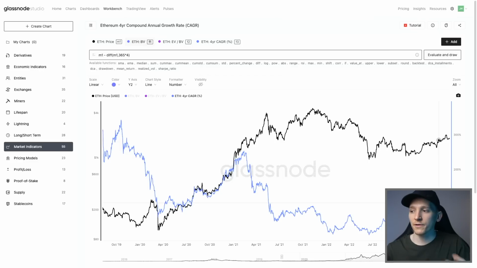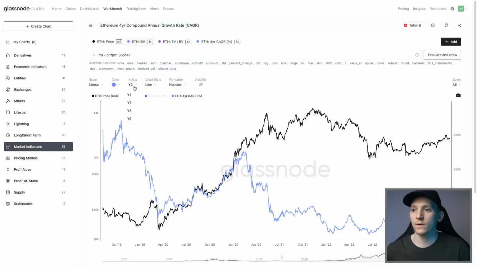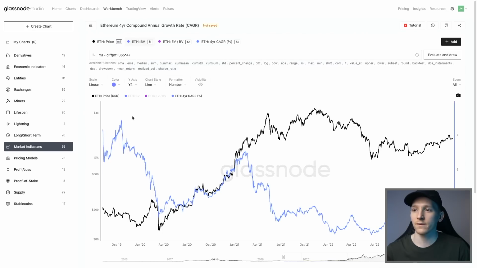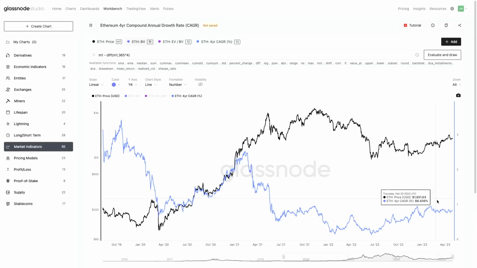We also have to look at Ethereum though, just to see what this compound annual growth rate is. Now this is the 2-year, I believe, the 2-year compound annual growth. Let's go to 4-year and see that. So this is the blue line right here. We'll get out of the way. The compound annual growth for Ethereum, if you hold for a 4-year period, is around 80%. So you can see that right here, around 80%.